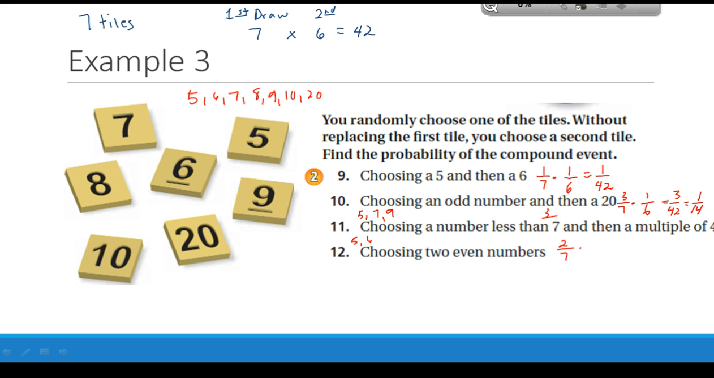Now this is hard to read, but this says a multiple of 4. So which of these numbers are multiples of 4? Well, 8 and 20 are multiples of 4. So that would be 2, and there's only 6 tiles left. So this would be 4 out of 42, which can be reduced to 2 out of 21.